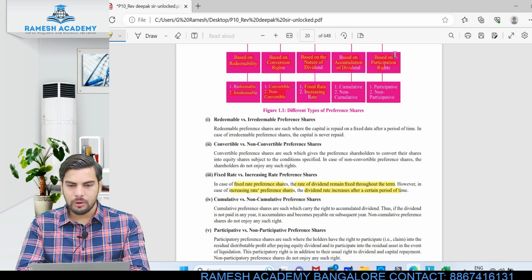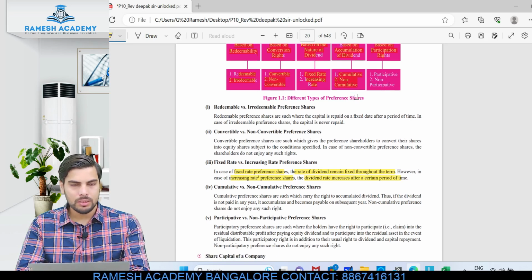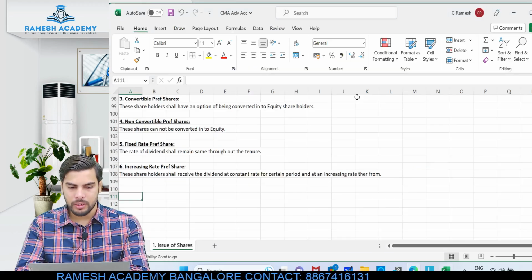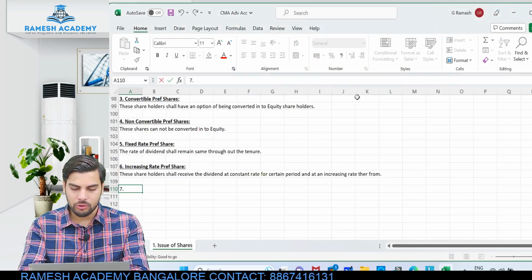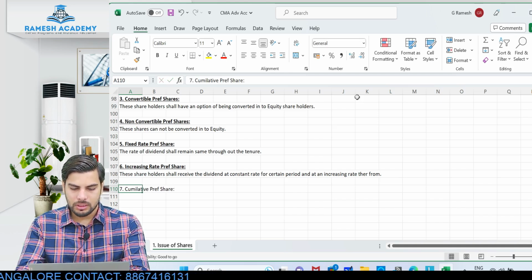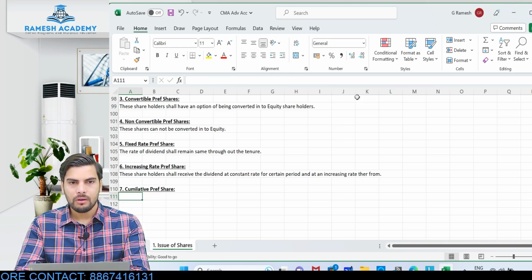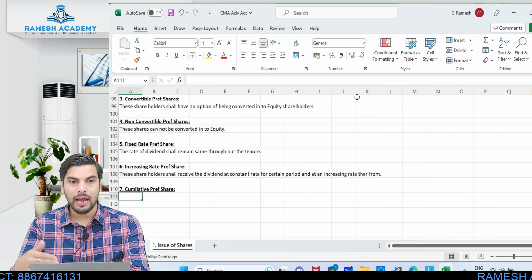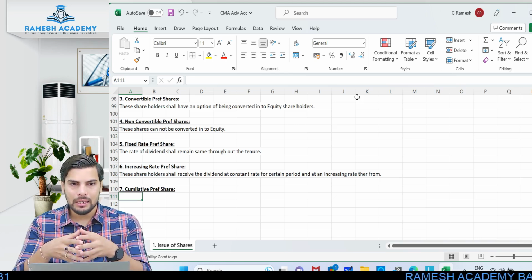Then, based on accumulation of dividend, we have cumulative and non-cumulative preference shares. This is important. Let us understand the meaning of this term, cumulative preference share and non-cumulative preference share. What do you understand by this term, cumulative? You guys would have heard about this term, right? Accumulation. What is accumulation? It is nothing but collection, right?